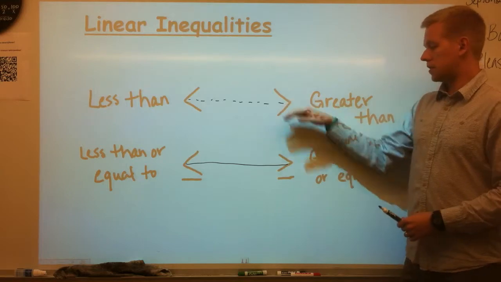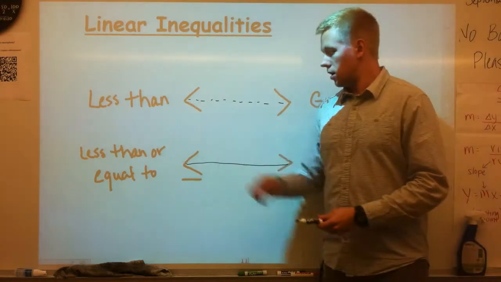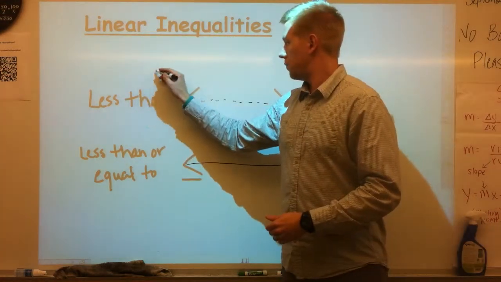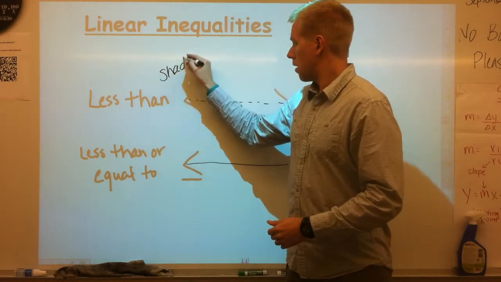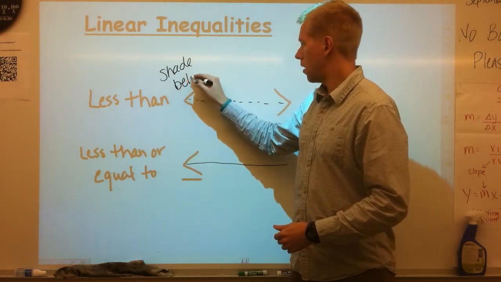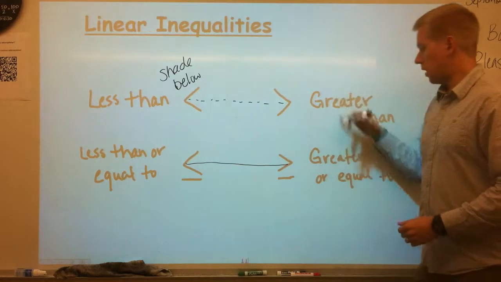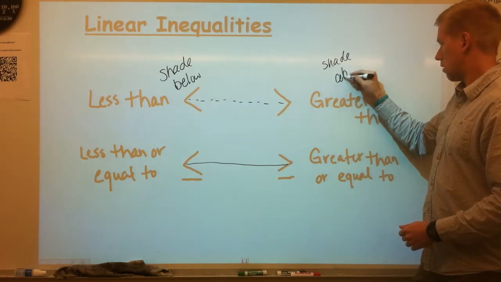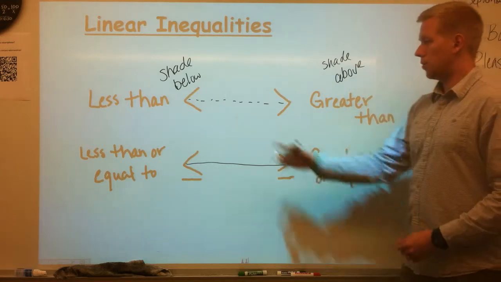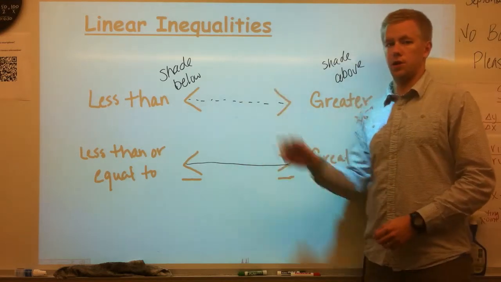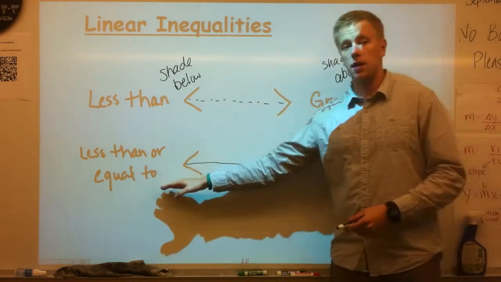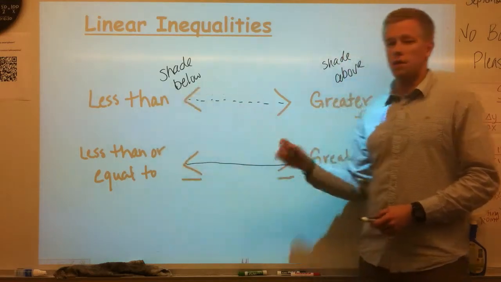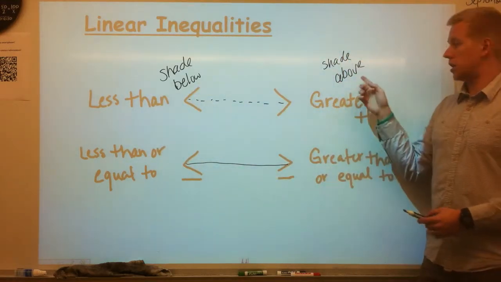When we go to graph, this is important. If it's less than, you're going to shade below. If it's greater than, you're going to shade above. So always remember that. You always have to remember the type of line it gets and which way you're going to shade. If it's less than or equal to, it's going to shade below. If it's greater than or equal to, it's going to shade above.